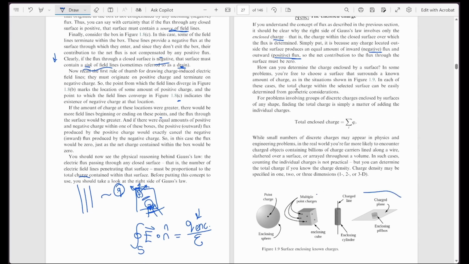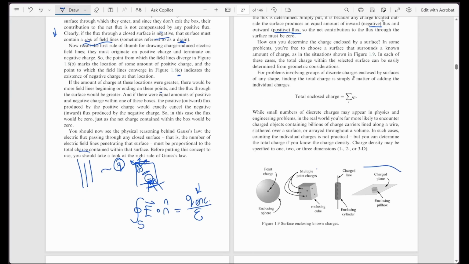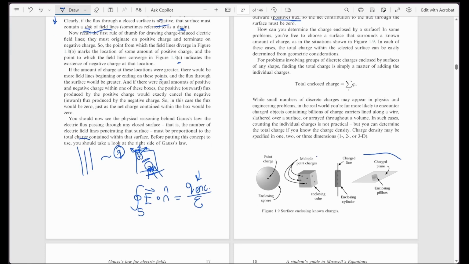In each of these cases, the total charge within the selected surface can be easily determined from geometric considerations. For problems involving groups of discrete charges enclosed by surfaces of any shape, finding the total charge is simply a matter of adding the individual charges. So the total enclosed charge is just the summation.